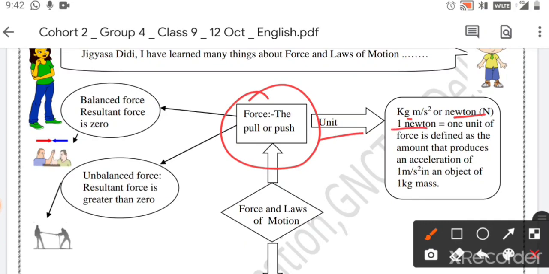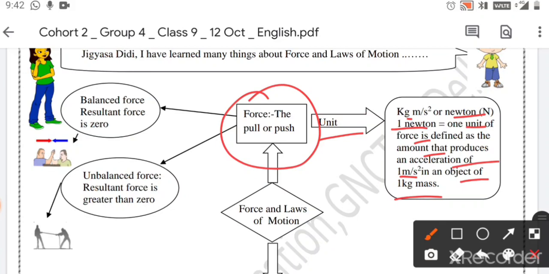If we have to define 1 Newton, so we will write that 1 unit of force is defined as the amount that produces an acceleration of 1 meter per second square in an object of 1 kilogram mass. So the acceleration needed for 1 kilogram mass, 1 meter per second square, that is called 1 Newton.